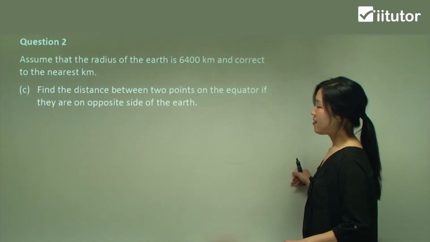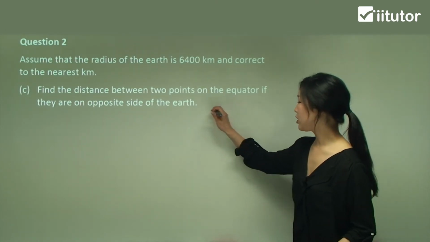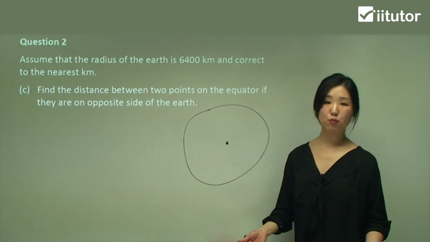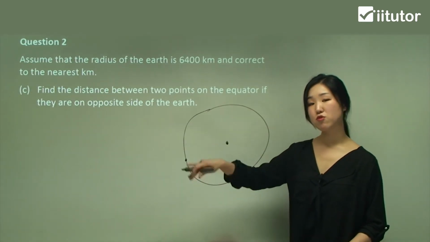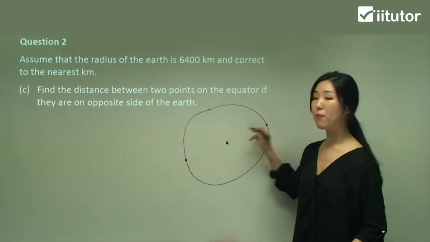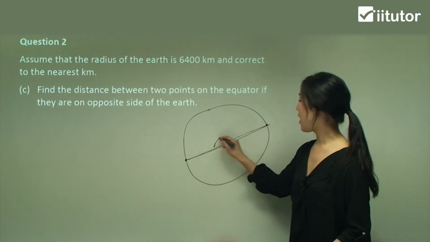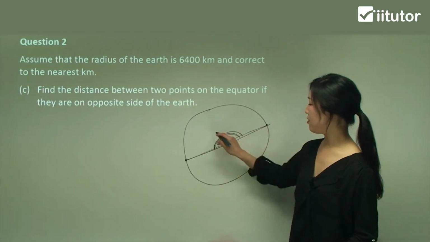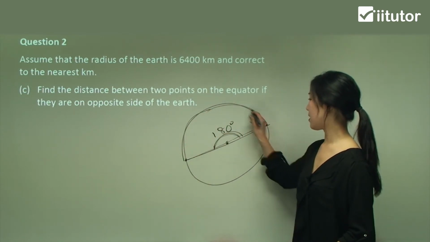Now C, find the distance between 2 points on the equator if they are on opposite sides of the Earth. So again, I'll show you in respect to the full circle. That's the equator. So say for example, if one point is here, then the other point must be directly on the opposite side, right opposite to each other. So if I draw a little line in between, that angle there is exactly a straight line because they're right opposite each other. So that one must be 180 degrees, isn't it? And we want the distance here.